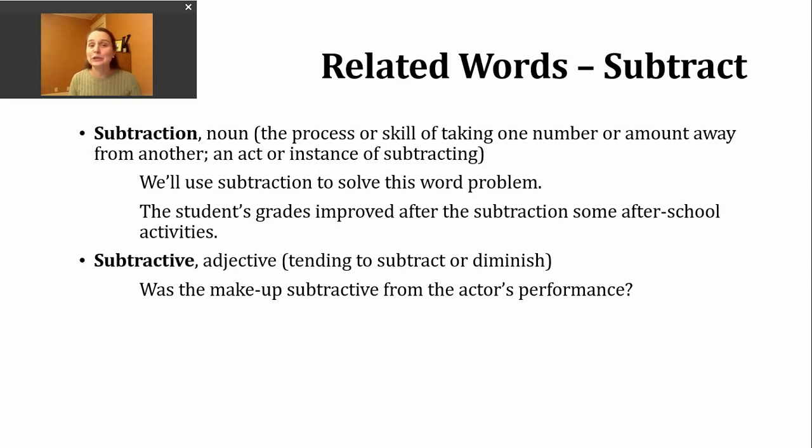The last word we're going to look at today is an adjective. It's subtractive. I don't know that this is a word you'll hear all that often, but I do want to point out the adjective form of our verb of the day. And this adjective just means tending to subtract or diminish. So again, it's connecting back to the earlier meanings we've discussed. Now let's look at an example of this in a sentence.